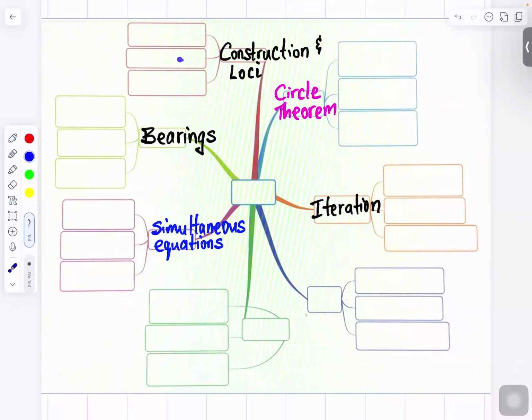So we look at construction and loci. We look at circle theorems. Let's go to bearings.